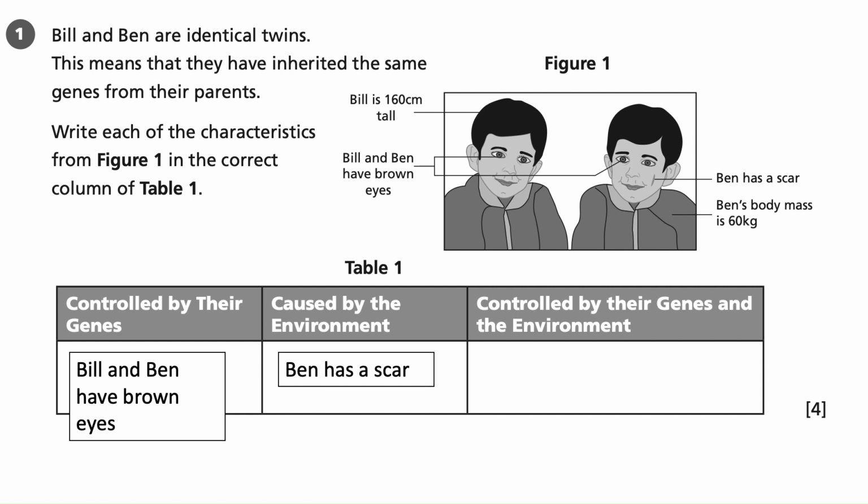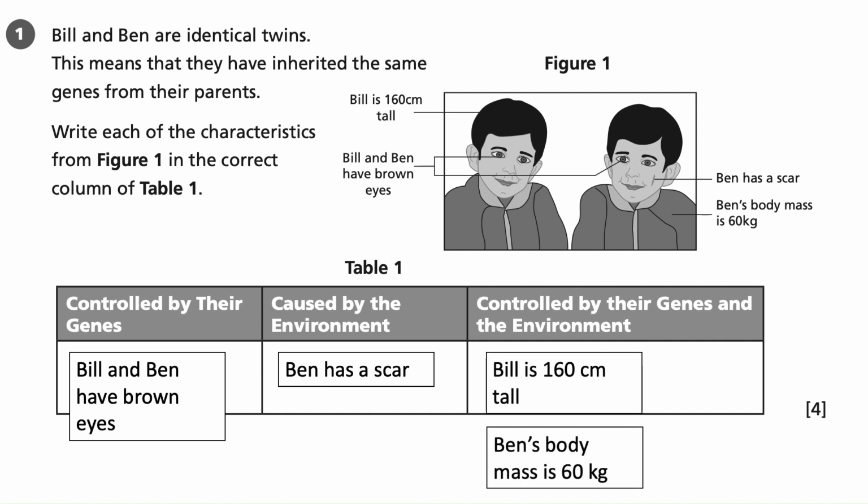And yes, they do. Ben is 160 centimeters tall, so height, that is genes and environment, because there's a genetic component, but also there's environmental components. For example, diet can influence height, particularly diet of childhood. And Ben's body mass is 60 kilograms. Again, that has a genetic component, but obviously an environmental component to do with food you eat, exercise, etc. Therefore, those two characteristics go into the controlled by their genes and the environment section of the table.